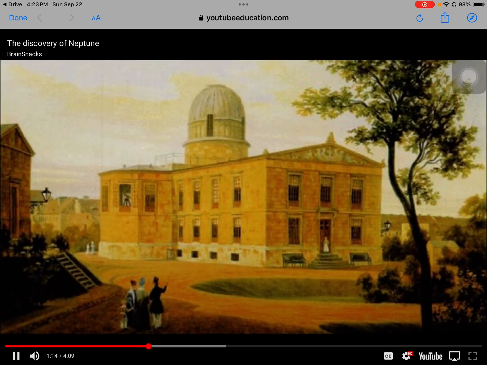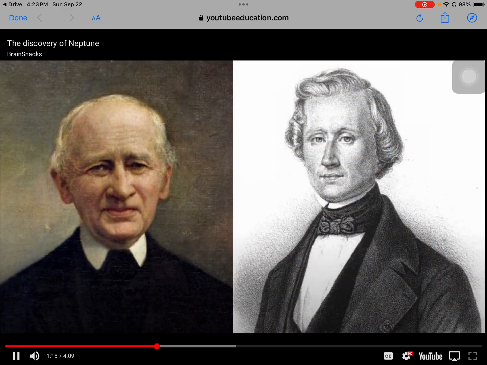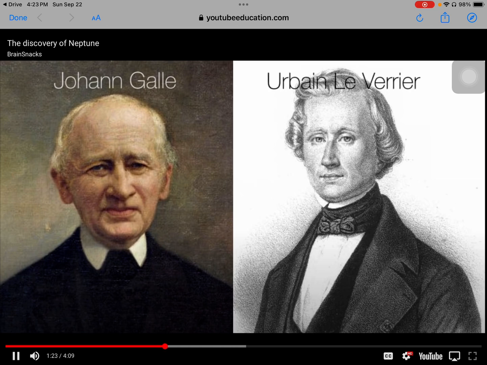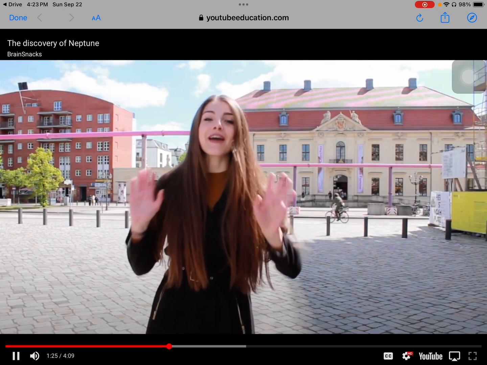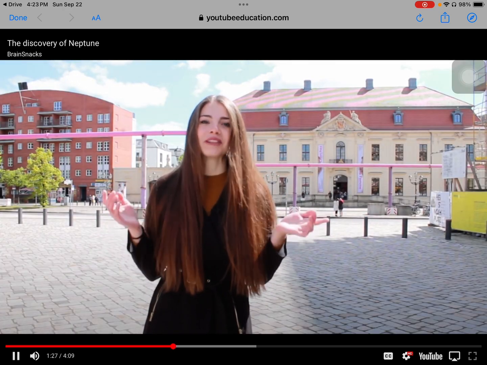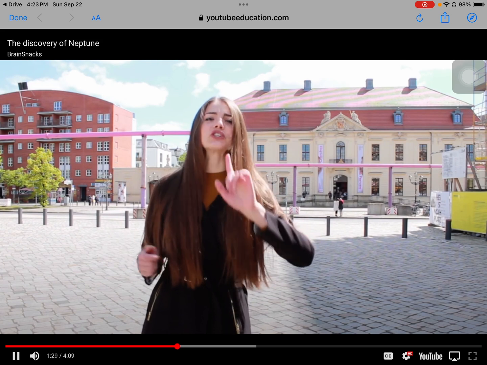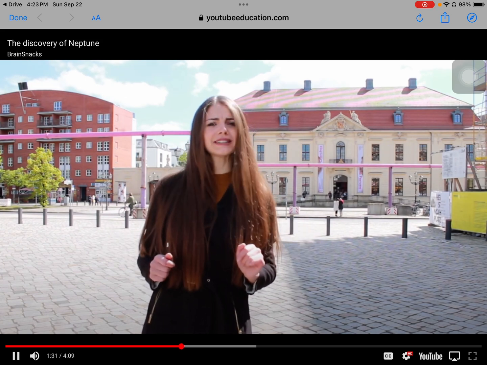This is how the Star Observatory looked at the time when Neptune was discovered. Here we have the astronomer Johann Galle and the mathematician Urbain Le Verrier. But I think that everyone should know that from here a planet was discovered. We should put a flag here. But wait, didn't I bring one?